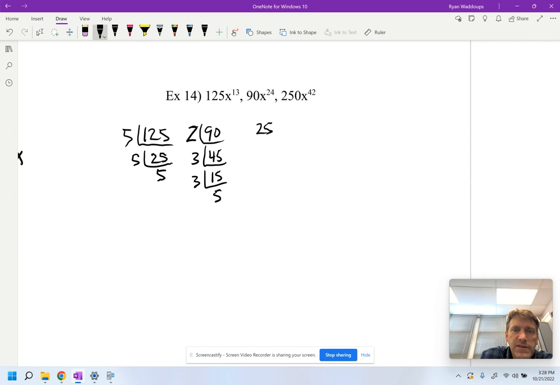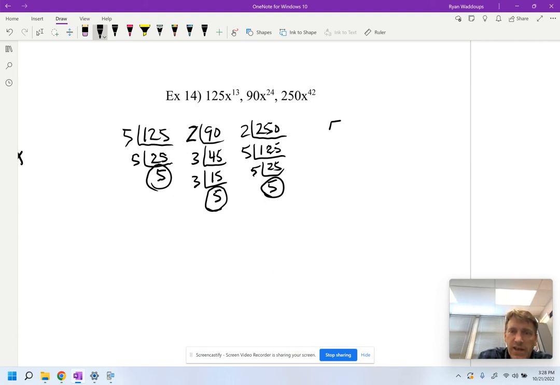And 250, let's see. 250 is even. So 2 goes into 250 125 times. And then we see from over here that 125 is 5 times 25 and 5 times 5. So, do they all have a 2? No. The first one does not have a 2. Do they all have a 5? Yes. They've got 1 5 here. And so they all have 1 5 in common. And that's it. And so I can say that the GCF for the coefficient part is 5.